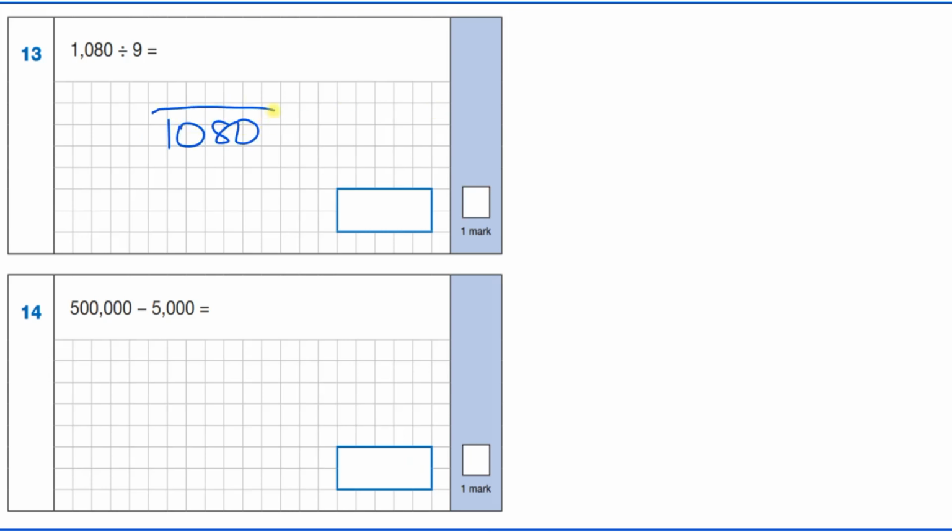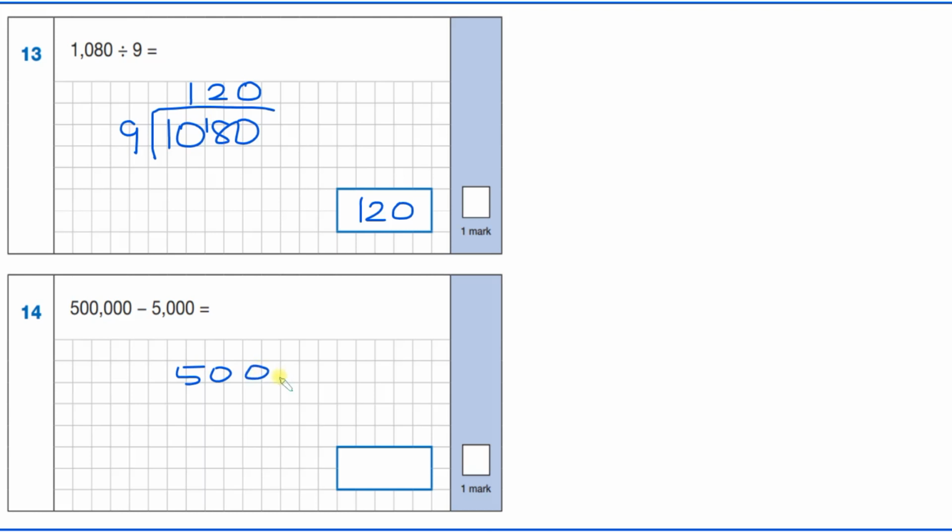1080 divided by 9. 9 goes into 10 once, 1 remaining. For 18, 9 goes into 18 twice, and 9 goes into 0 is 0. 120 is the correct answer.